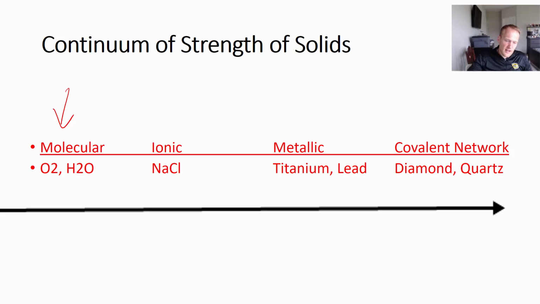And at the far end, the strongest, okay, so this is the strongest end, we've talked about this, covalent networks, diamond, quartz, sand. Those are very strong networks of covalent bonds, and they take a massive amount of heat to melt them. They don't evaporate. They don't dissolve. Okay, it's because of those strong bonds holding them together.